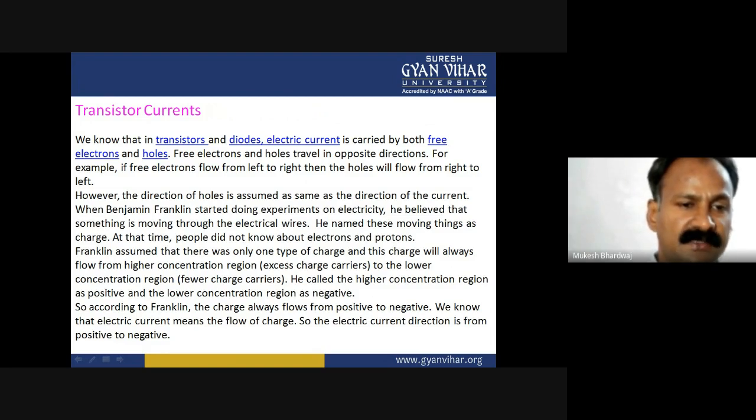Franklin assumed that there was only one type of charge, and this charge will always flow from the higher concentration region, excess charge carriers, to the lower concentration region, fewer charge carriers. He called the higher concentration region positive and the lower concentration region negative. So according to Franklin, the charge always flows from positive to negative. We know that electric current means the flow of charge. So the electric current direction is from positive to negative.